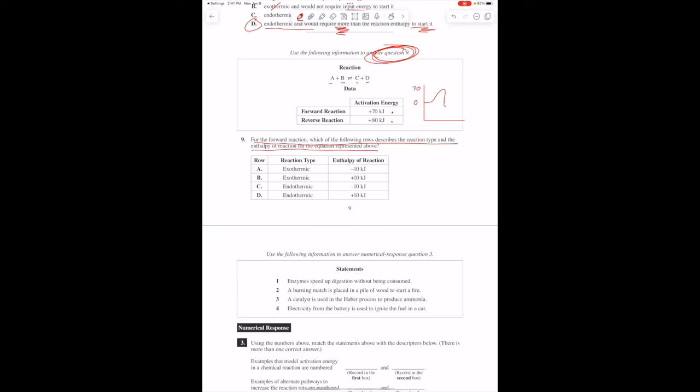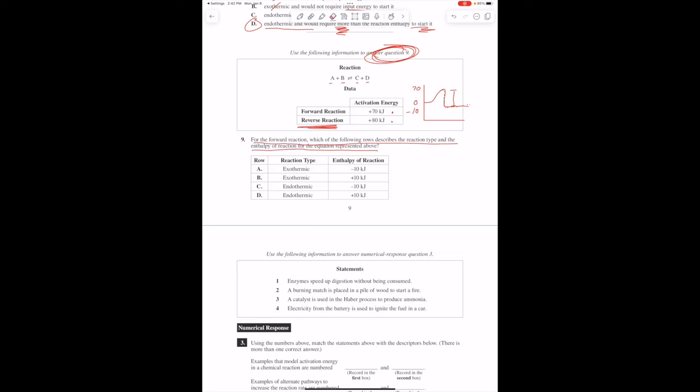Oh, I see. Okay. And if I was doing the reverse reaction, it says the reverse reaction is 80. So if I'm going backwards, if I'm going this way, to get to the top there, I have to put in 80, which means this is minus 10. That's not very nice. Minus 10. Okay. So now we should be able to answer the question.